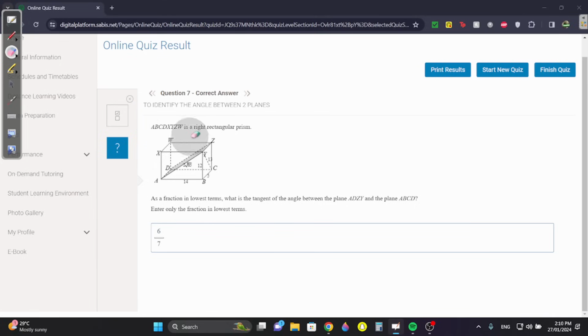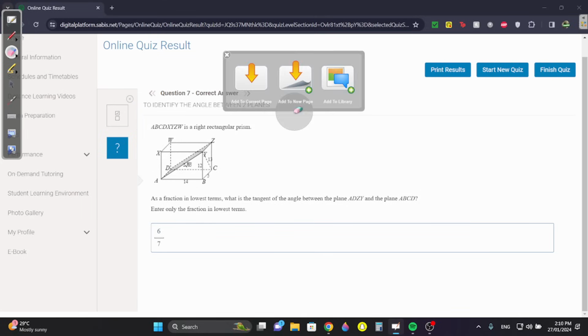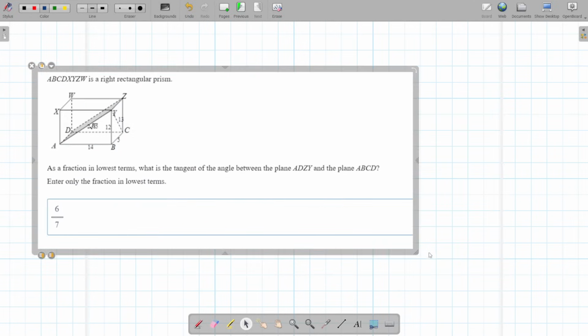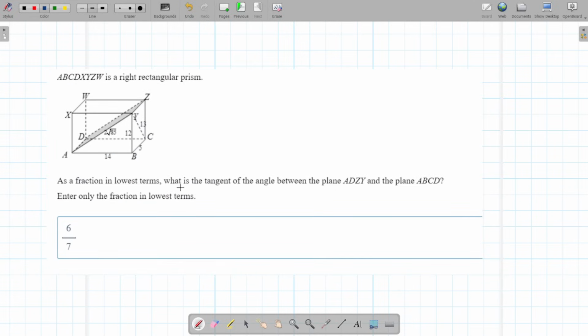Okay, I'm going to make this bigger so you can see it better. They're asking: what is the tan of the angle between ADZY and ABCD, as a fraction? ADZY would be the shaded area over here. If you can see it, that shaded area between that and ABCD, which is this bottom face, the base. You see the space ABCD. So between that and this, they want this angle over here, the angle between them.